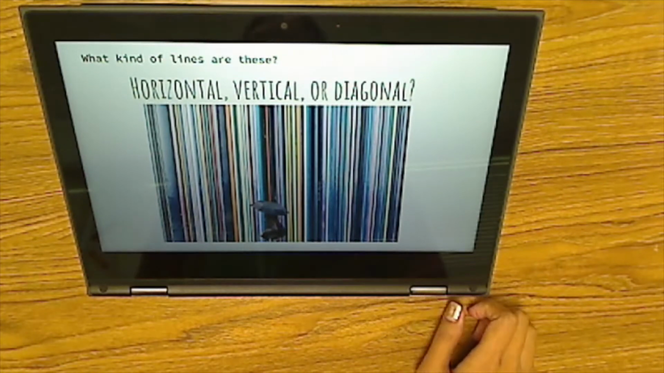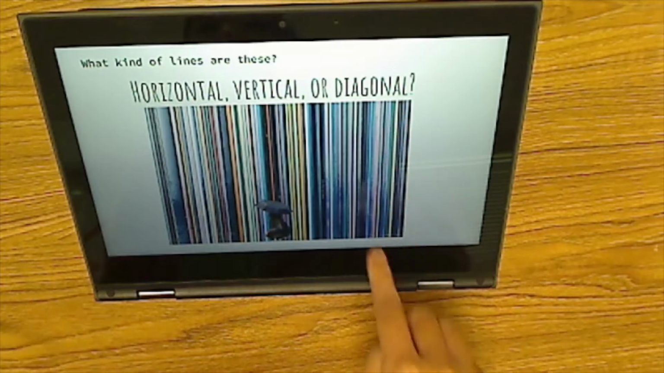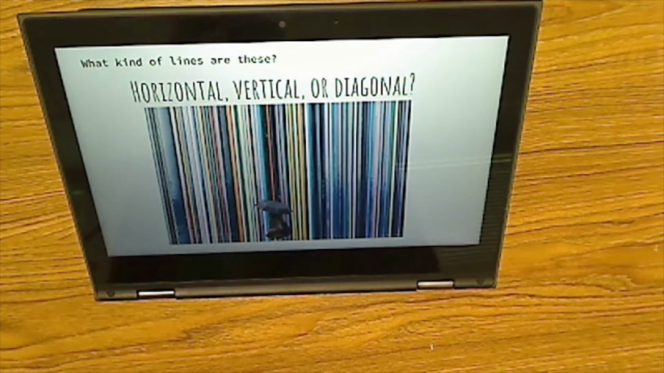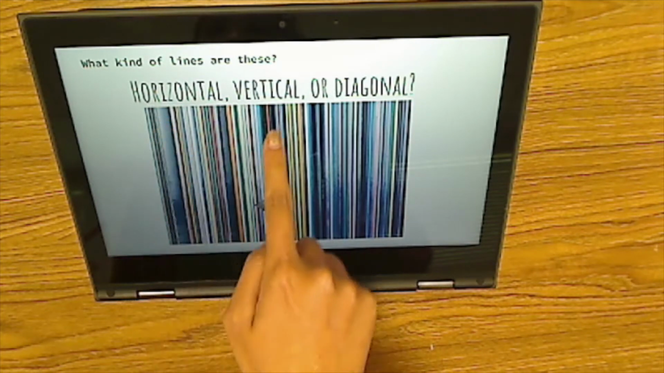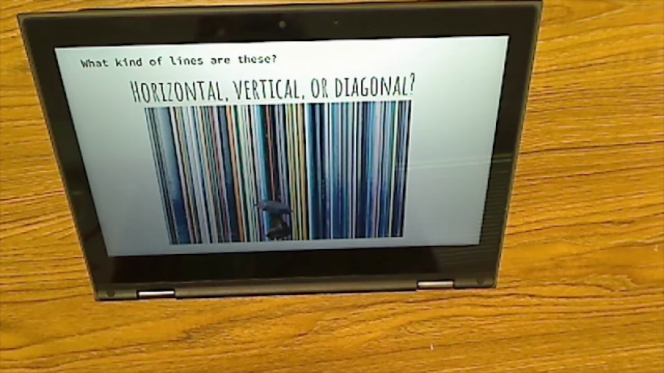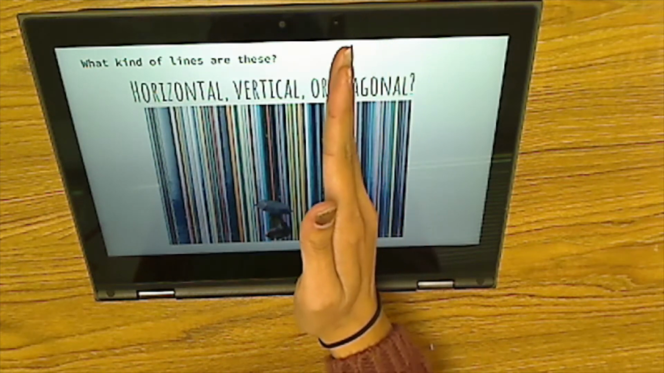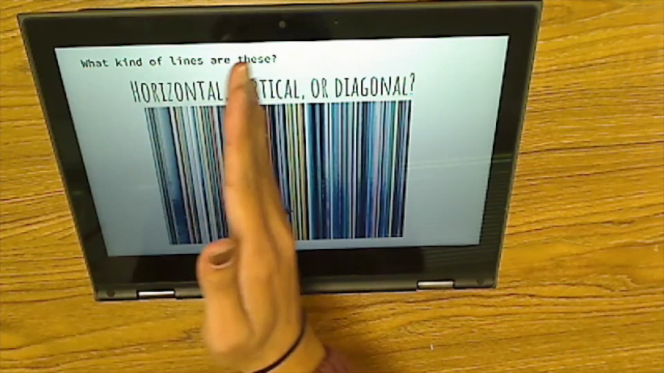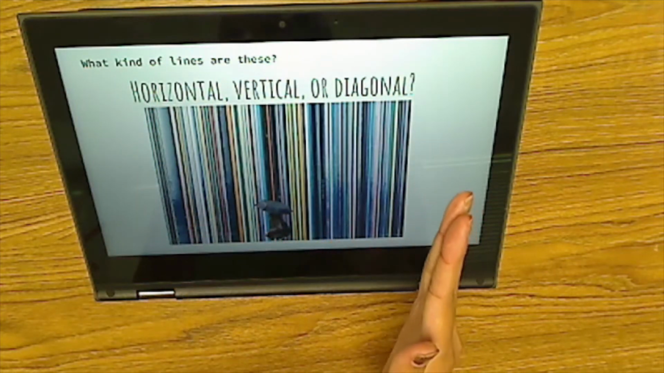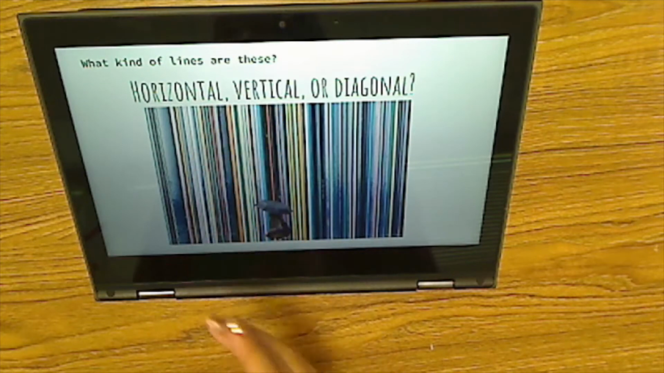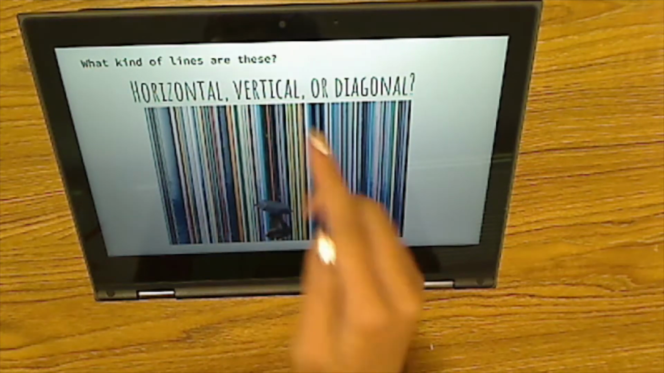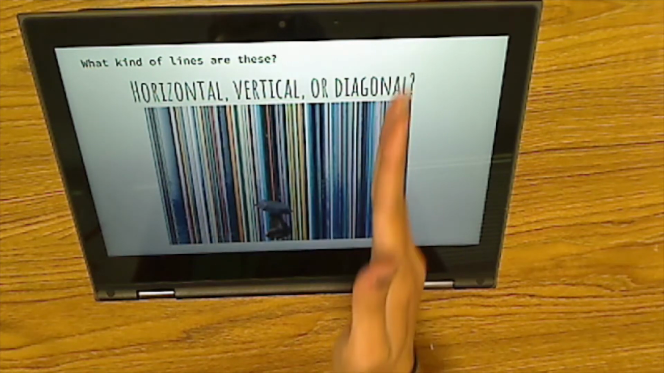So what kinds of lines are these in the background right here? Are they horizontal? Are they vertical? Or diagonal? You can use your hands or your fingers and see the direction that the lines go. These kinds of lines are what? Up and down lines. So these are vertical lines. Vertical is up and down.